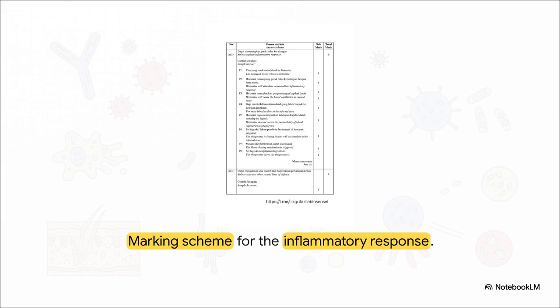Increasing permeability is P5, which leads to the accumulation of phagocytes for P6. Triggering blood clotting is P7, and the final act of phagocytosis is P8. Nailing any 6 of these gives you maximum marks. Using strict textbook terminology directly equals points.